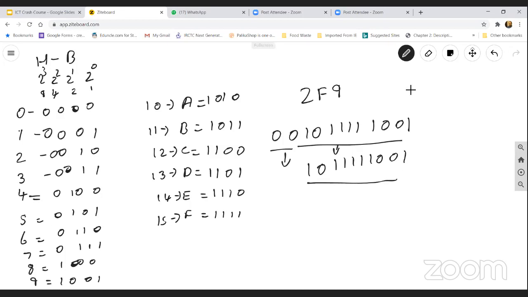Okay. So in the same way, we have to write 3CA, B67. Tell me the answer. I need the answer for these. 3CA, B67.